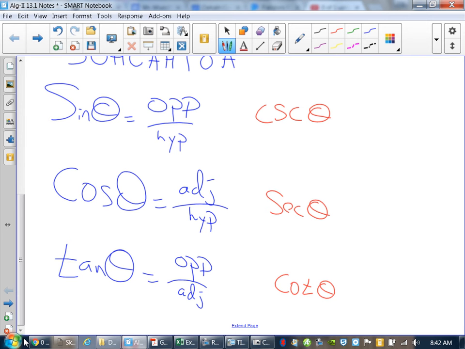But sine and cosecant are inverses of one another. Cosine and secant are inverses of one another. Tangent and cotangent are inverses of one another. Which means if sine is opposite over hypotenuse, cosecant would be, yep, you just flip it.